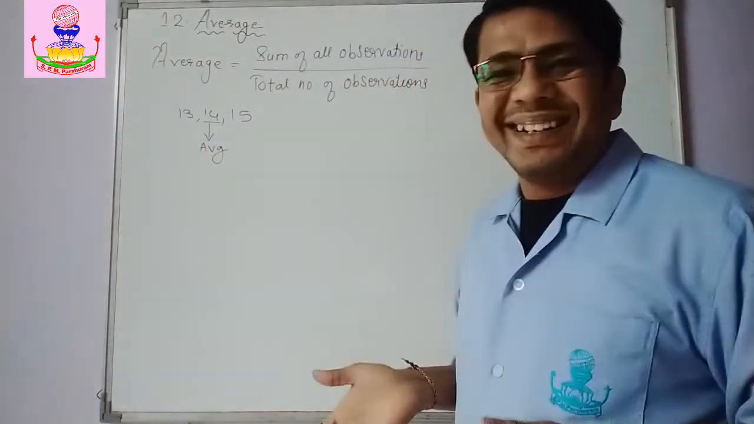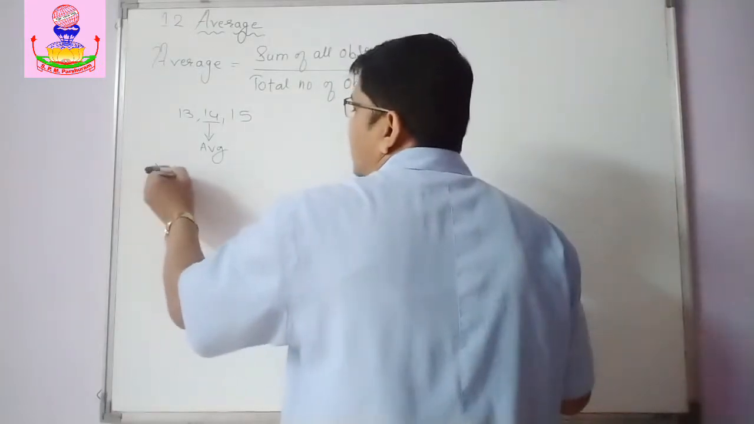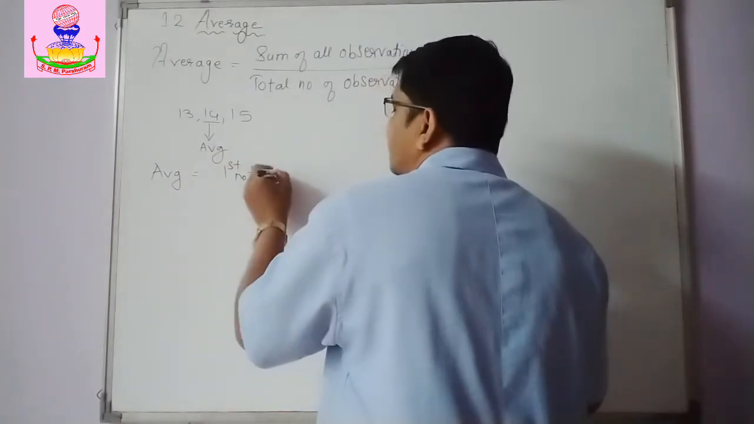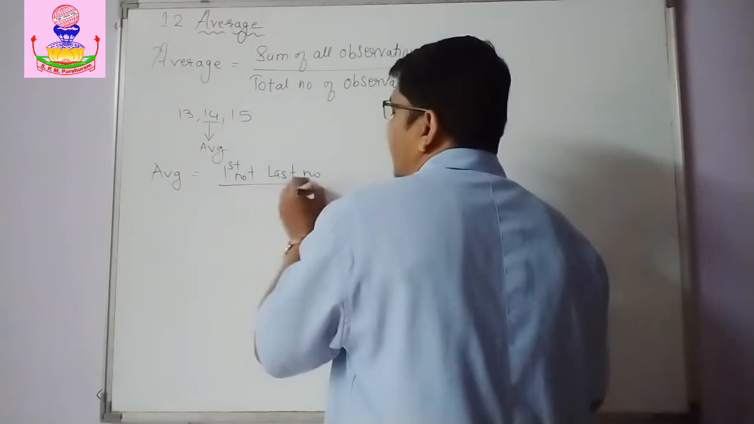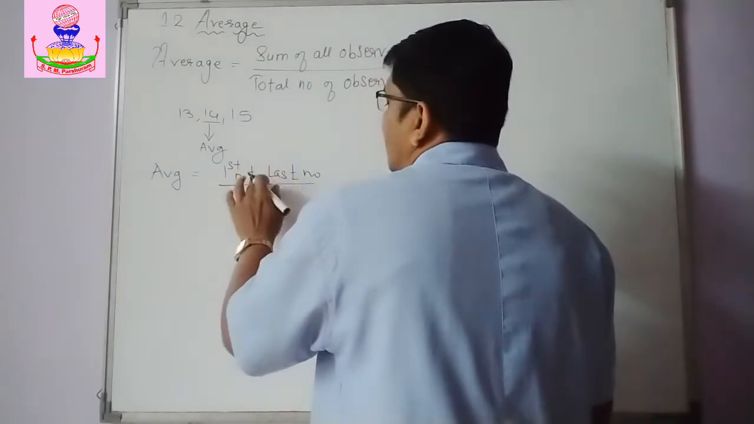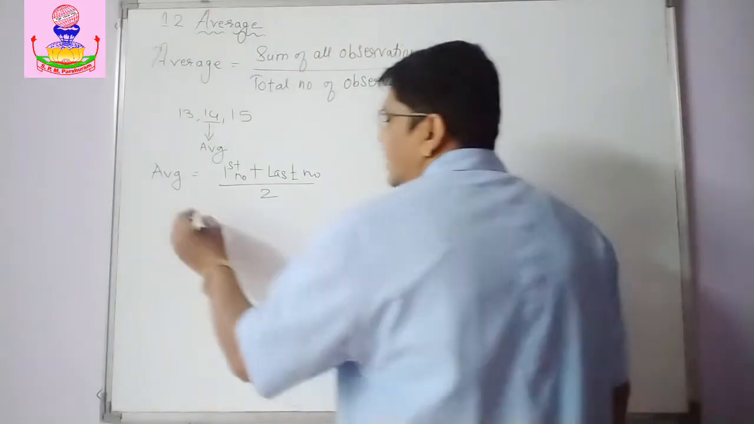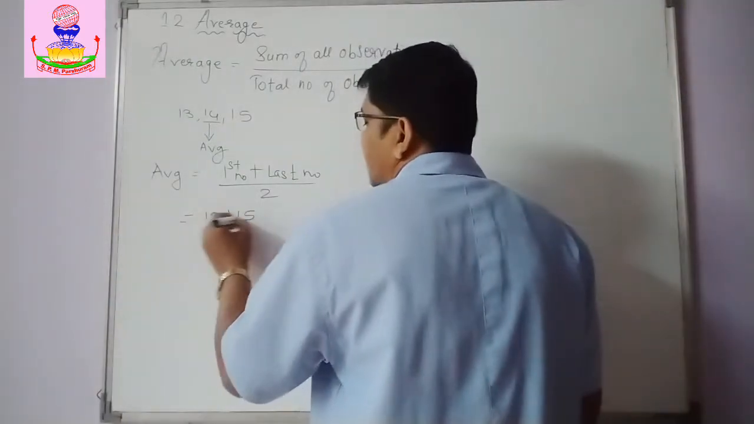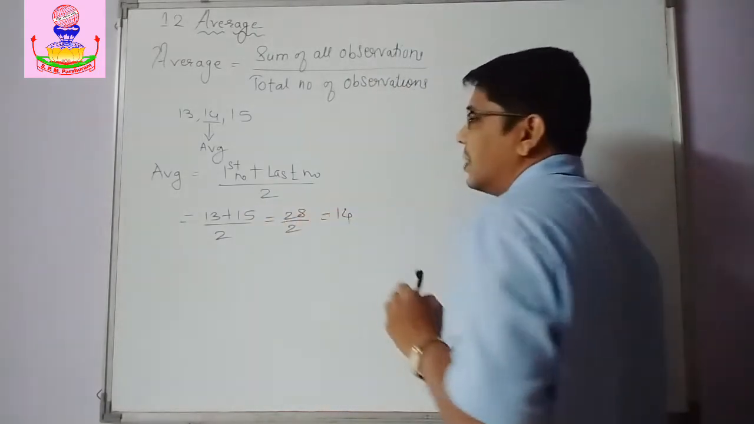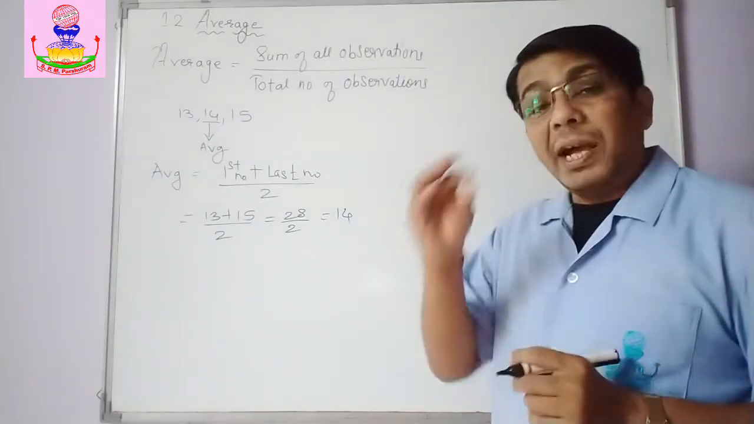So what do you do when there are consecutive numbers? Simple. The formula is: average is equal to the first number plus the last number divided by 2. That is 13 plus 15 upon 2. Now that is 28 upon 2. That is 14.